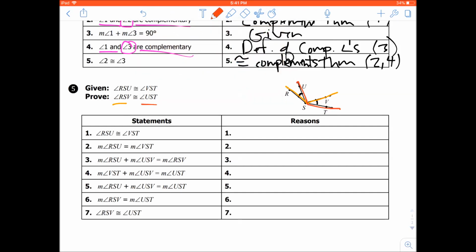Here's UST. So why are those going to be congruent? Well, let's just look at RSV. It's like 2 parts, right? It's the little one we mark congruent, RSU, and then it is this angle here in green, this big one.